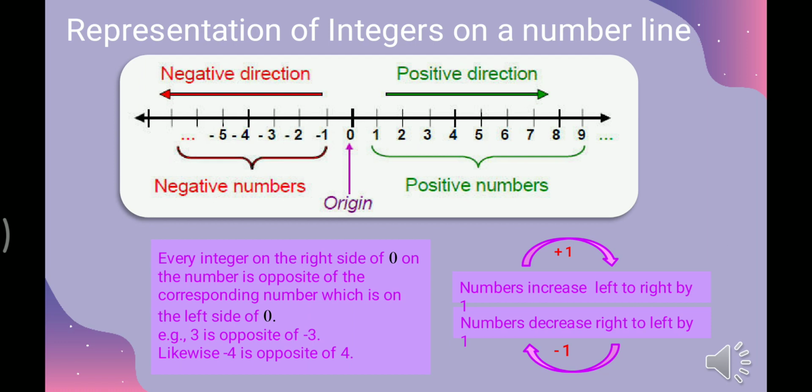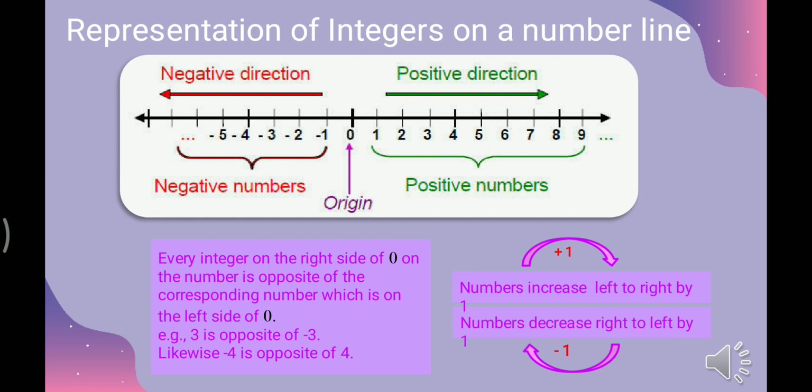Representation of integers on a number line. It tells us about the location of each integer on the number line. How are the integers located on the number line? As we have previously studied about the whole numbers and the natural numbers, the number line started from 0 onwards and the numbers were in ascending order. Same is here with the integers, the numbers are placed in ascending order.